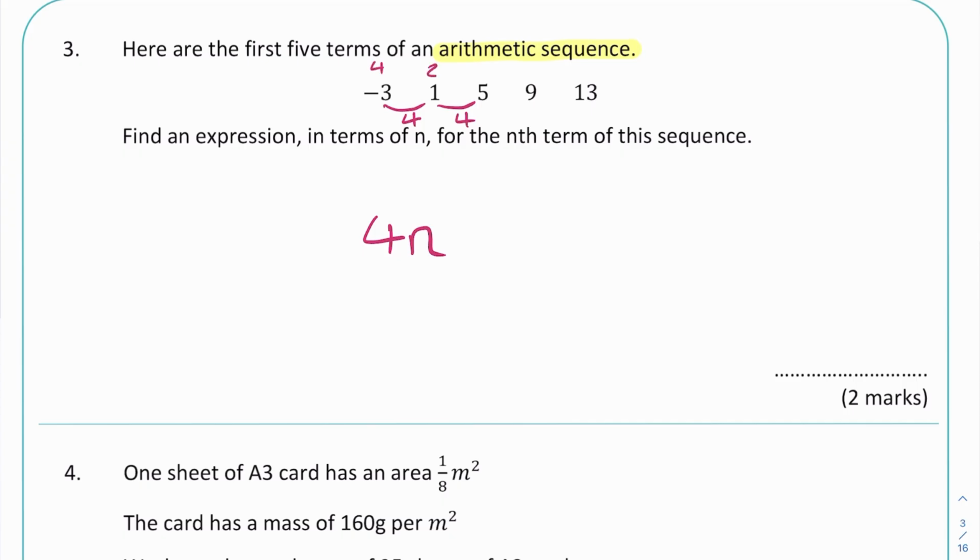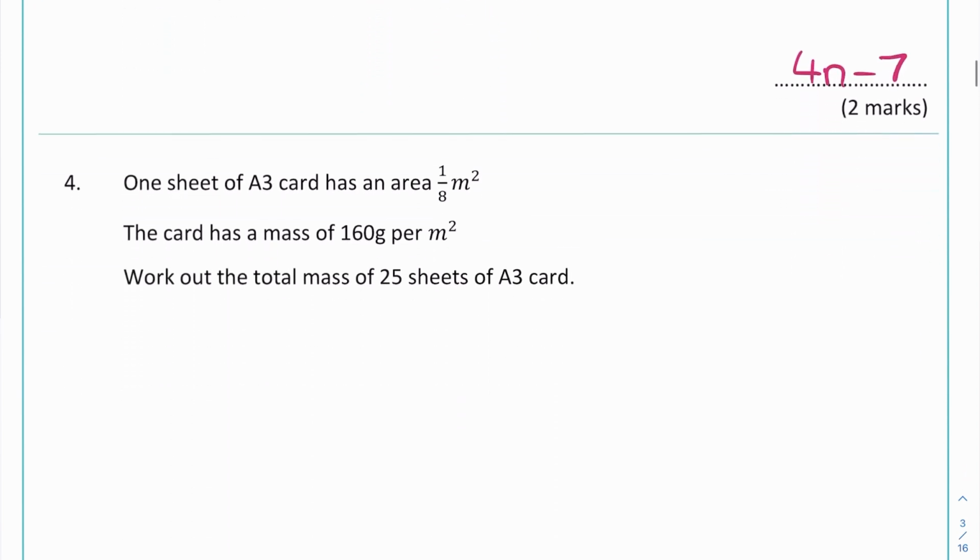There are obviously tricks to this, but if you look at that, the sequence we've been given is 7 less than the 4 times table. From 8 to 1 is taking away 7, from 12 to 5 is taking away 7. So it is the 4 times table, take away 7. So our nth term, final answer, 4n minus 7. And there we go, there's working out the nth term.